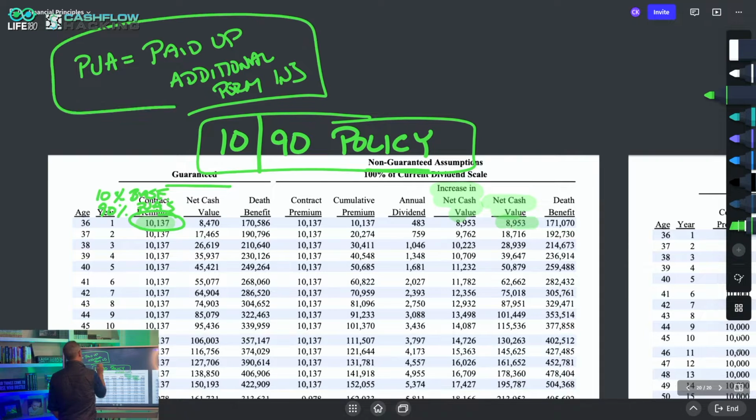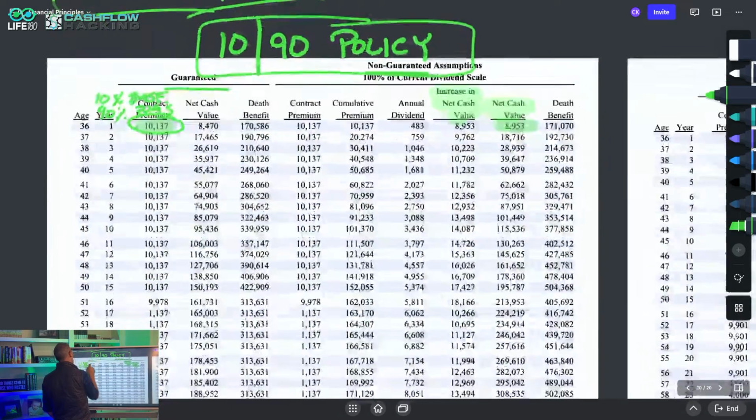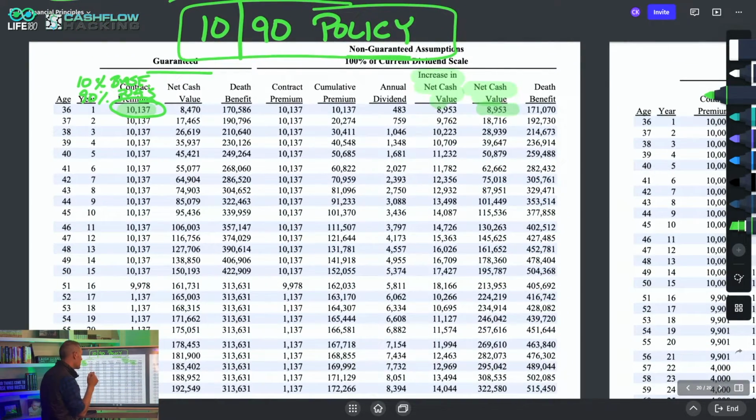Okay? That's what paid up additions are. PUAs are paid up additional insurance. And so basically what they're doing is they're buying little chunks. So you notice here that the death benefit is smaller and it gets bigger and bigger. That's happening because the paid up additions are getting added onto here.